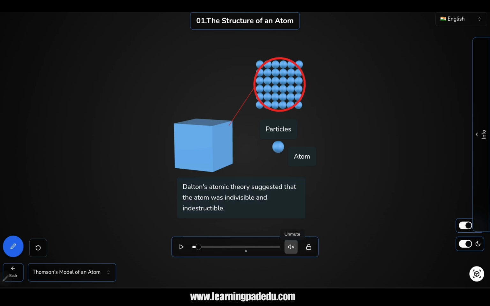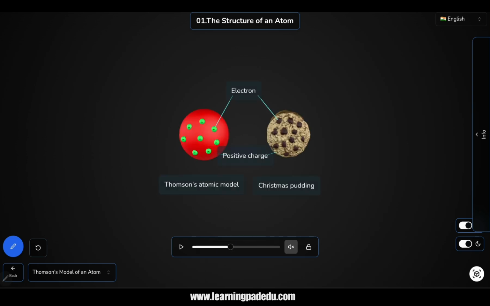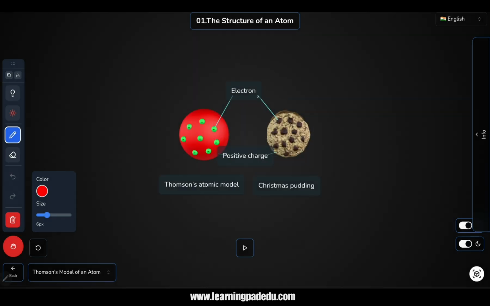But what did Thomson say? Thomson said that an atom is composed of subatomic particles, and that one of the subatomic particles was the electron. So, what did he say about the electron?